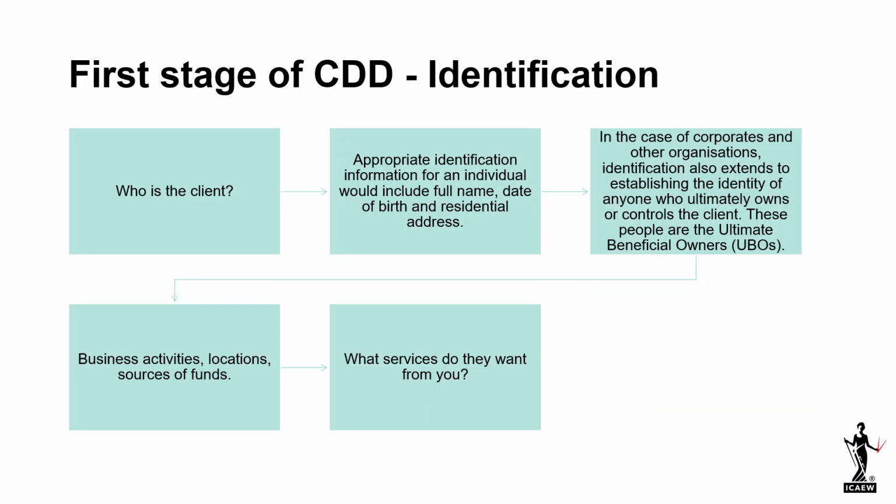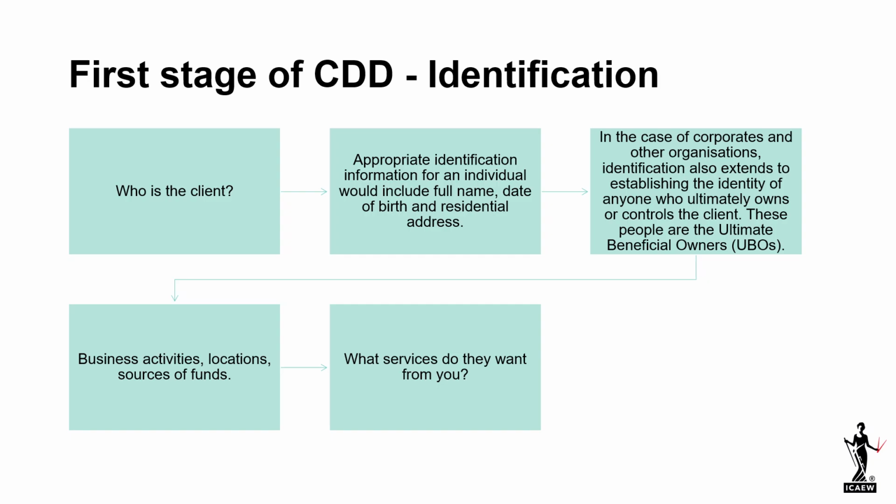The first stage of customer due diligence is identification. It's the bit where you get to understand and know your client. Who are they? What do they do? So who is the client? What's their name? Date of birth, residential address. You're getting information. You're not verifying it, you're just gathering it.